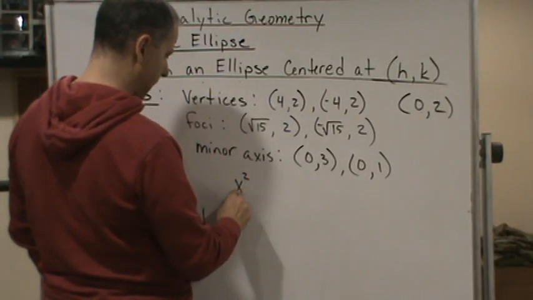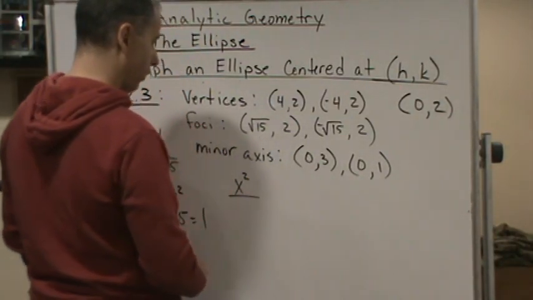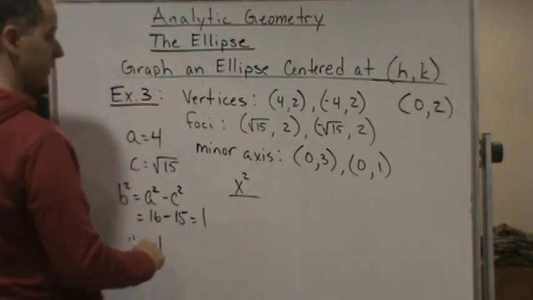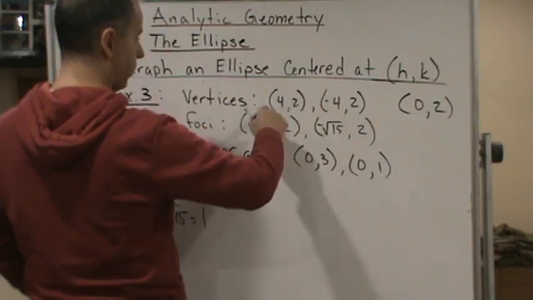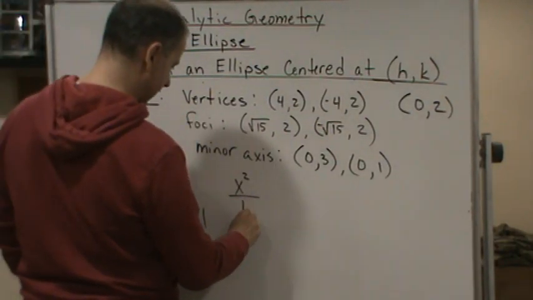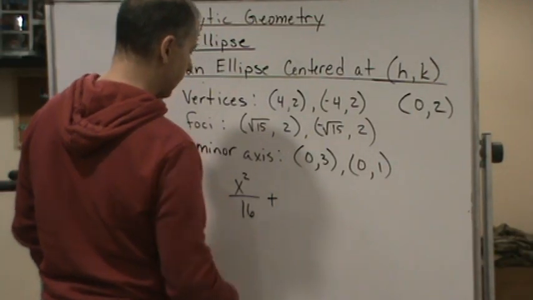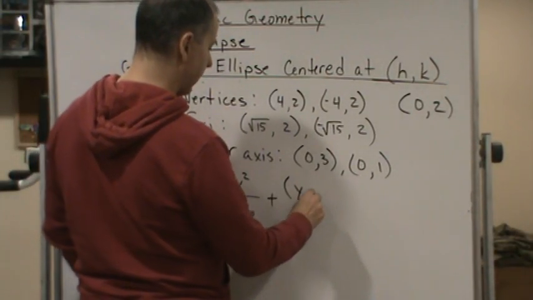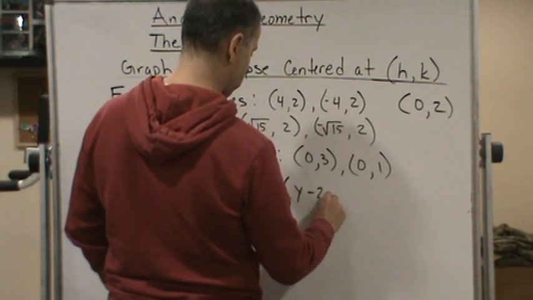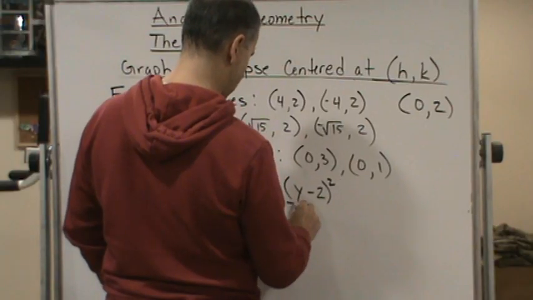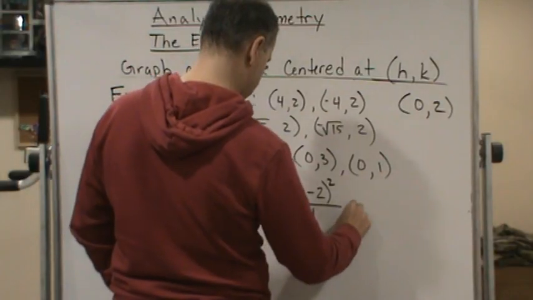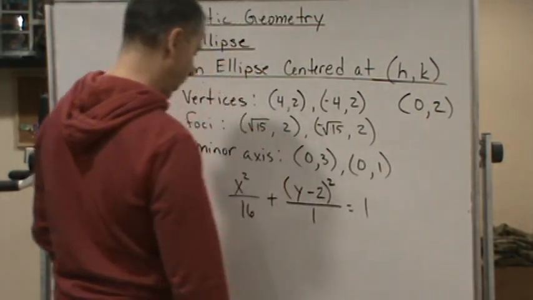So it's going to be x squared over what? Well, the major axis is horizontal, so that means it's going to be over a squared, which is 16, plus the quantity y minus 2, quantity squared, over b squared, which is 1, equals 1.